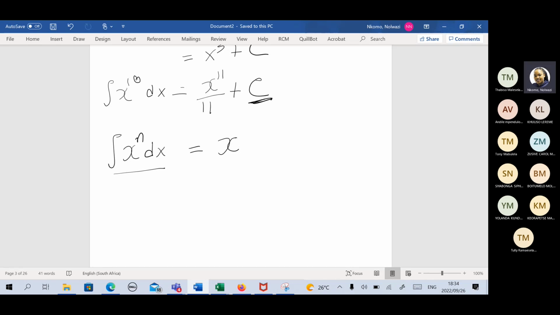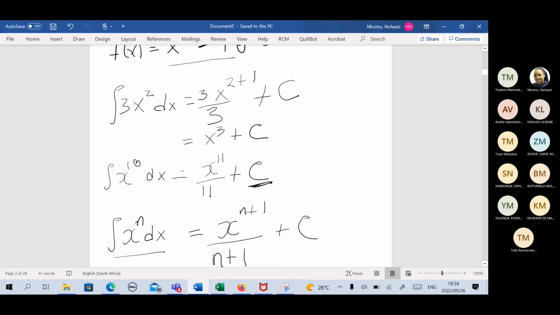Right. So in general, if you're integrating x to the power n, we have to use the power rule for integration. Then you'll have x to the power n plus 1. You add 1, then you divide by the new exponent, which is now n plus 1. Then you add your constant at the end.